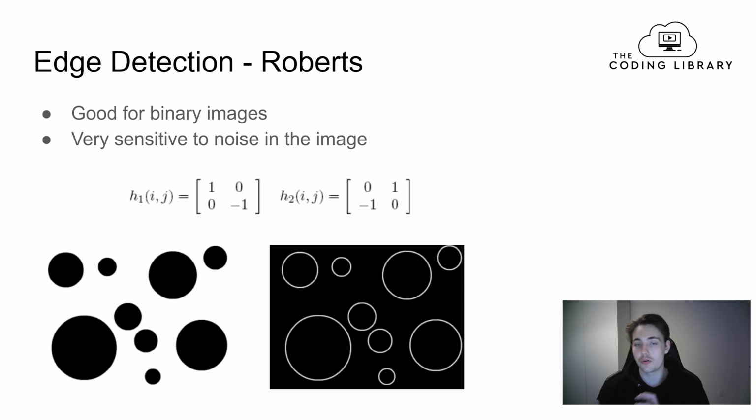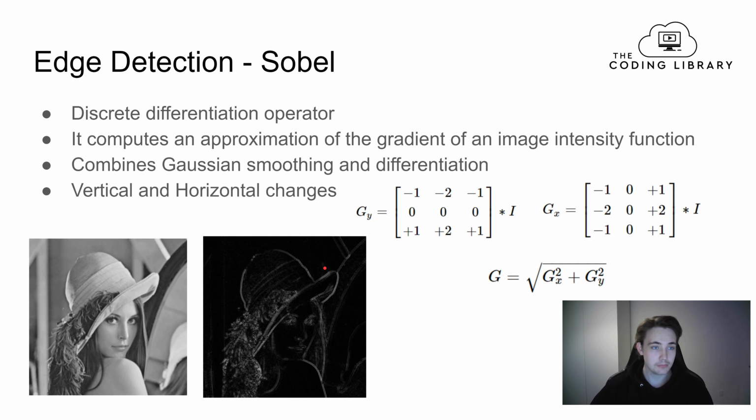But if we have more complicated images, or we don't have binary images, then this approach would cause a lot of noise in our image when we're using the Roberts edge detector. So this is really good for binary images, but if you have just a normal image, not a binary image, then you probably shouldn't use the Roberts edge detector, because you'll just get too much noise on your image.